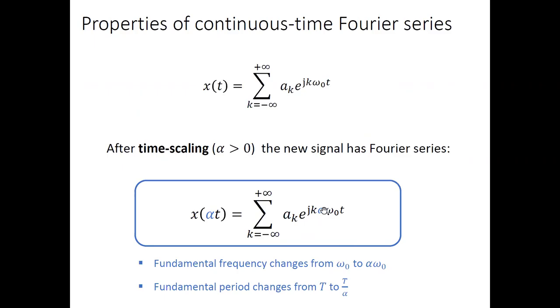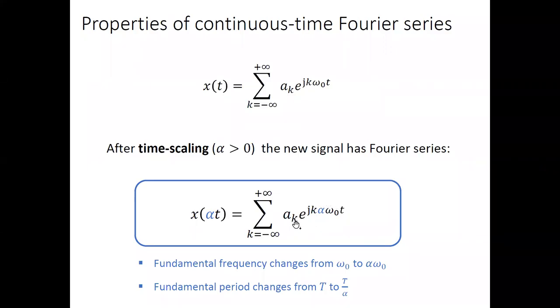period of the signal. So it changes the harmonically related complex exponentials, this variable term in the Fourier series representation. But ak does not change.